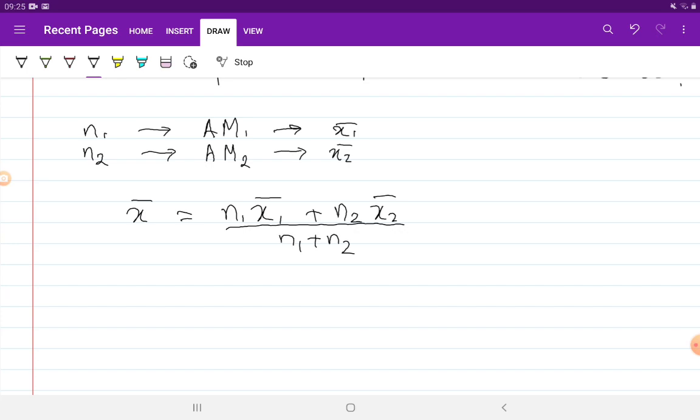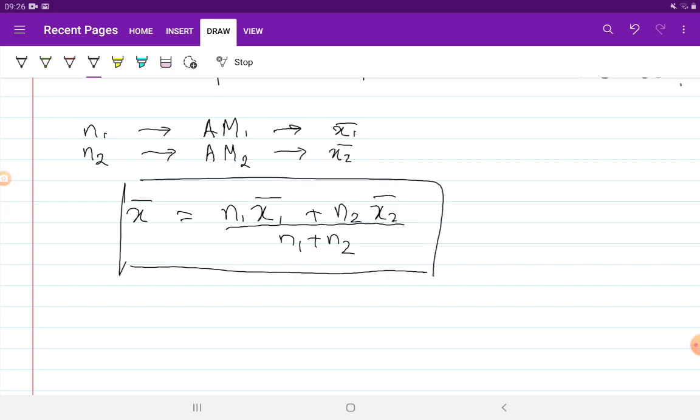which is n1 plus n2. So this is one of the desirable properties of a measure of central tendency that we discussed earlier: if we have two different sets of data or groups with the same data, it is possible to combine the two groups and find a common measure of central tendency. Right? Now this can also be generalized if you have more than one group.